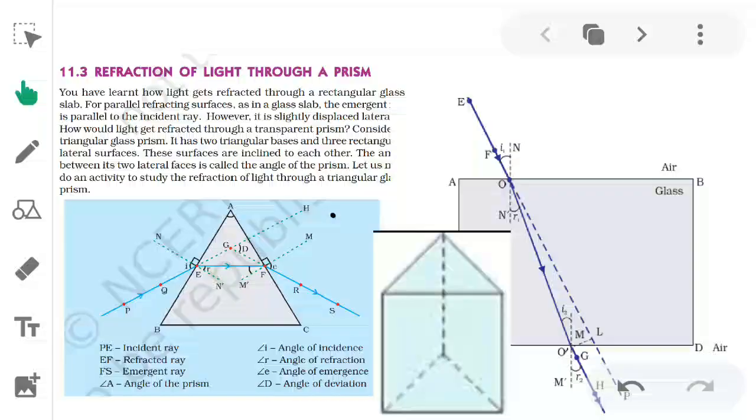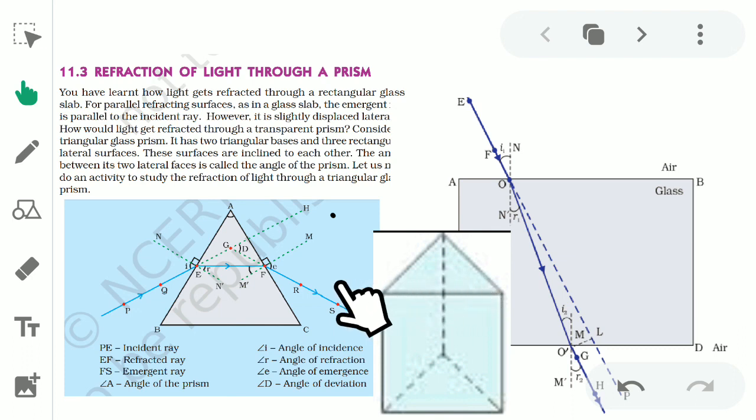Hello students, today we discuss the refraction of light through a prism. What is a prism? A prism is a transparent symmetric object with three rectangular lateral surfaces and two other surfaces. These two surfaces are triangular in shape, that means this is a triangular prism.